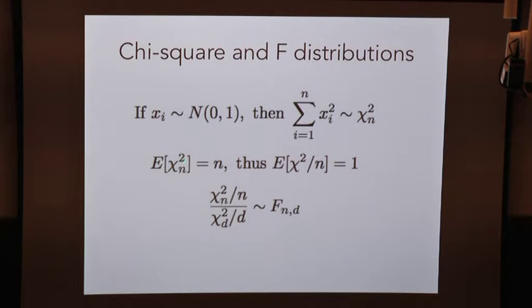The expected value of a chi-square with n degrees of freedom is just n. Thus, the expected value of a chi-square divided by n, its degrees of freedom, is 1. The ratio of 2 scaled chi-squares is an F distribution, right? So we talk about a numerator and denominator degrees of freedom. A special case of this is if I take d to infinity, this becomes a point mass. Basically, this thing goes to 1 as d goes to infinity. Why? Because you're centered on the point mass. So a scaled chi-square is an F with n numerator and infinite denominator degrees of freedom.